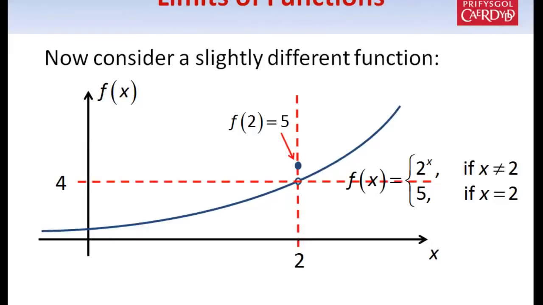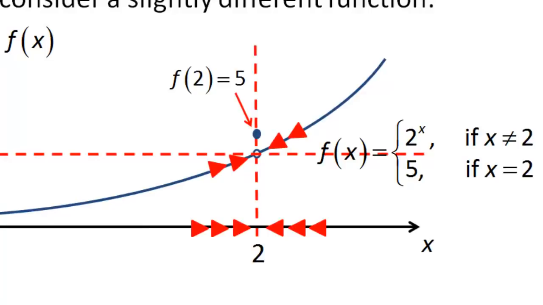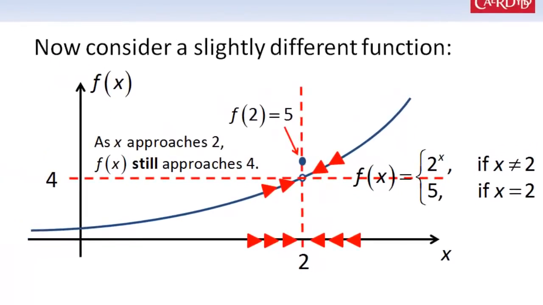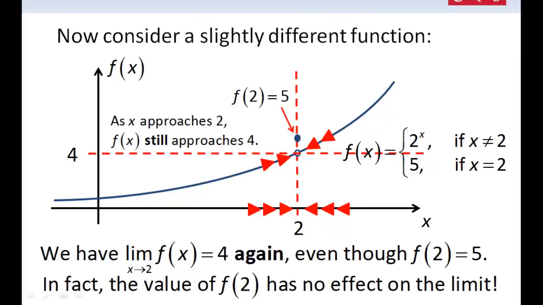So now if we draw a line through 4 on the vertical axis, we're going to ask ourselves the same question as before: what value does the function approach as x approaches 2? So now that we've changed the function, the question is, is it still going to approach 4, or is it going to approach a different value? Well, the answer is, as x approaches 2, these arrows are still pointing in the same direction, and the function still approaches 4. It doesn't approach 5. So even after we changed the function, the limit as x approaches 2 is still 4, despite the fact that f of 2 equals 5. So the point is that changing the value of the function at x equals 2 actually makes no difference at all to the limit as x approaches 2.